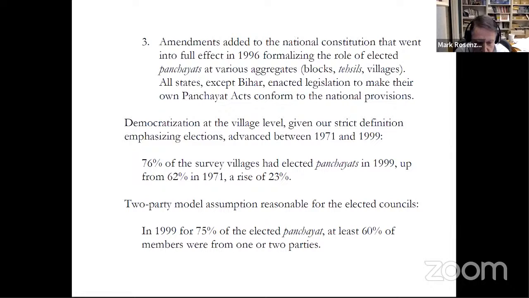The two-party model assumption in the data seems to be reasonable. And the 1999 data tells us that for 75% of the elected panchayats, at least 60% of the members were from one or two parties. So that seems to dominate.